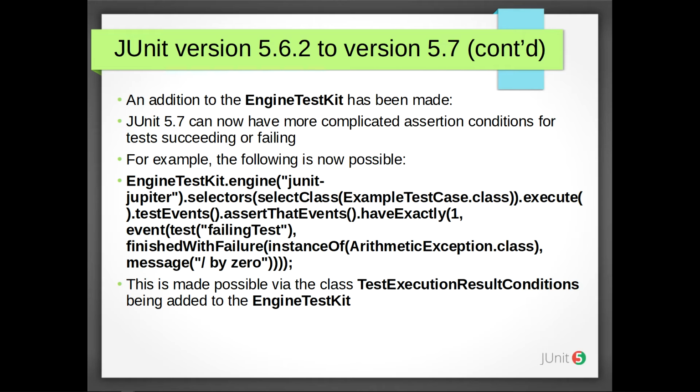An addition to the engine test kit has been made. JUnit 5.7 can now have more complicated assertion conditions for tests succeeding or failing. For example, the following is now possible, and I'm going to take about 30 seconds pause for you to take a look at the following code.